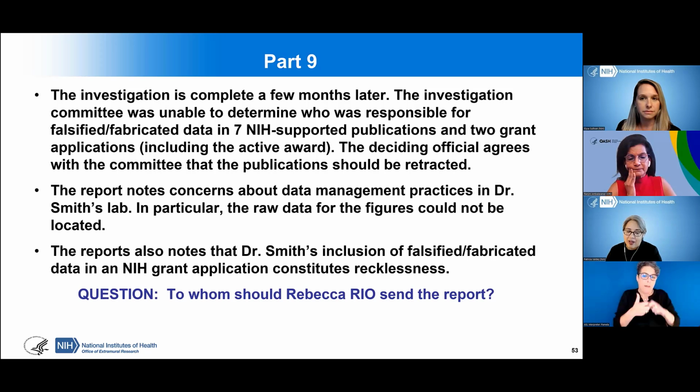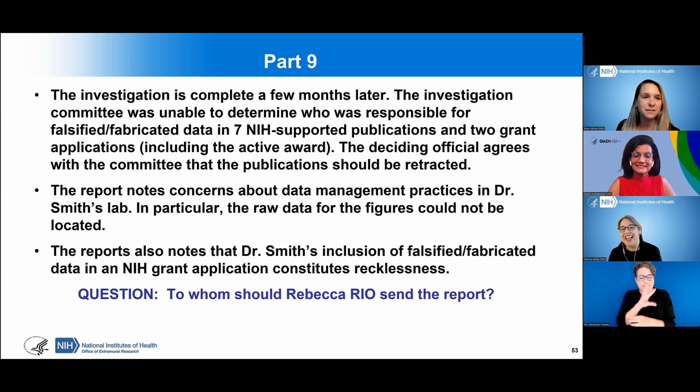So we need to know what grants were involved. We need to know what publications, or what research, was affected. That way we can make a determination about, for instance, the active award, what should happen with that active award. So maybe if the award is being held, it should be terminated. And then we can also think about recoupment of funds, depending on the extent of the research misconduct in the papers.